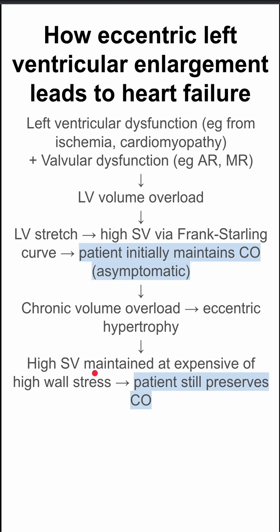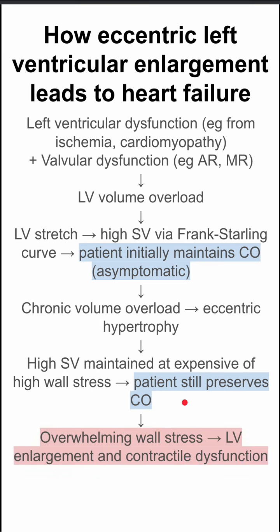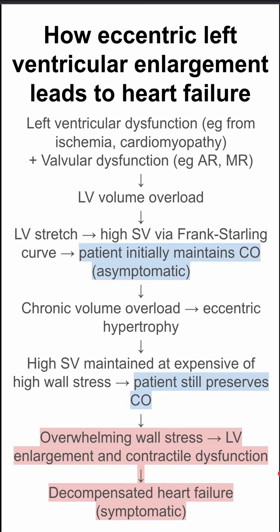The high stroke volume is maintained here at the expense of high wall stress. The patient still preserves their cardiac output, and they're still asymptomatic. Eventually, the wall stress becomes overwhelming, and the left ventricular enlargement gets so big that you get contractile dysfunction. At this point, the patient has decompensated heart failure, and this is when you start to see symptoms.